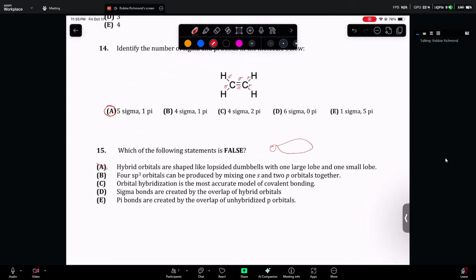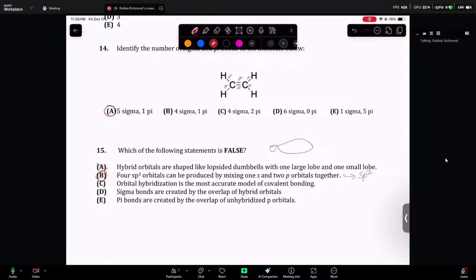Then, answer choice B, 4 sp3 orbitals can be produced by mixing 1 s and 2 p orbitals together. Nope. That is representing sp2. So this is our answer choice, but let's look at all the other options and make sure.